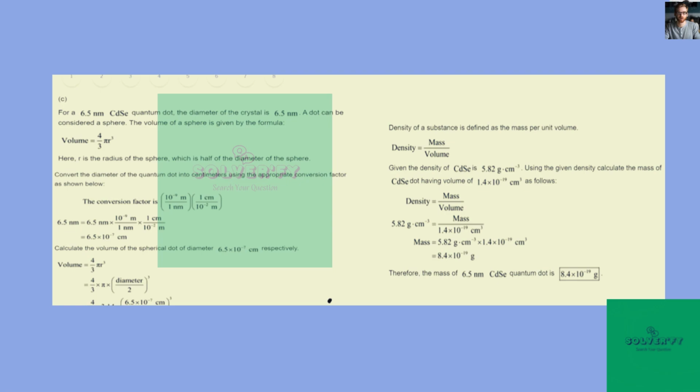1.4 times 10 raised to power negative 19 centimeter cubed. Density is equal to mass per unit volume. Rearranging this formula, we can determine the mass, which turns out to be 8.4 times 10 raised to power negative 19 grams.